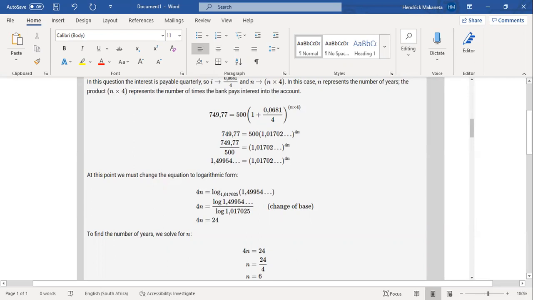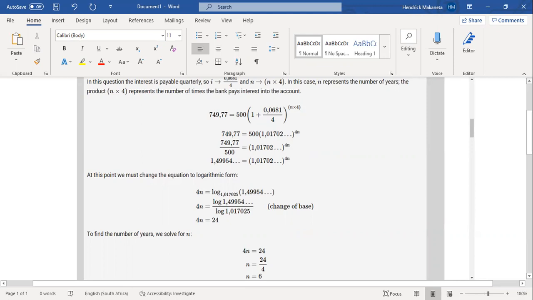In this type of problem, you are undoubtedly going to need the knowledge of logs, because you cannot easily solve the exponential variable without using logs. Otherwise, you can use the trial and error method, which may take you some time, and it may not always be accurate, given that we also have decimal numbers there. So basically, you use the logs, and the log of 1.499 divided by the log of 1.01702 gives you 24.